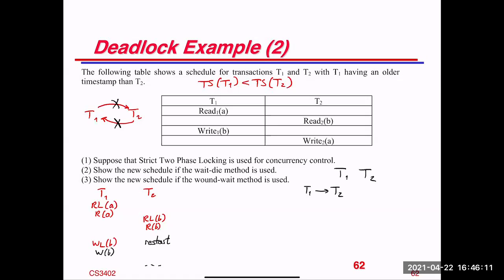The timestamp of T1 is less than the timestamp of T2. So T1 is the older transaction. And therefore, we're going to restart the younger transaction, T2.